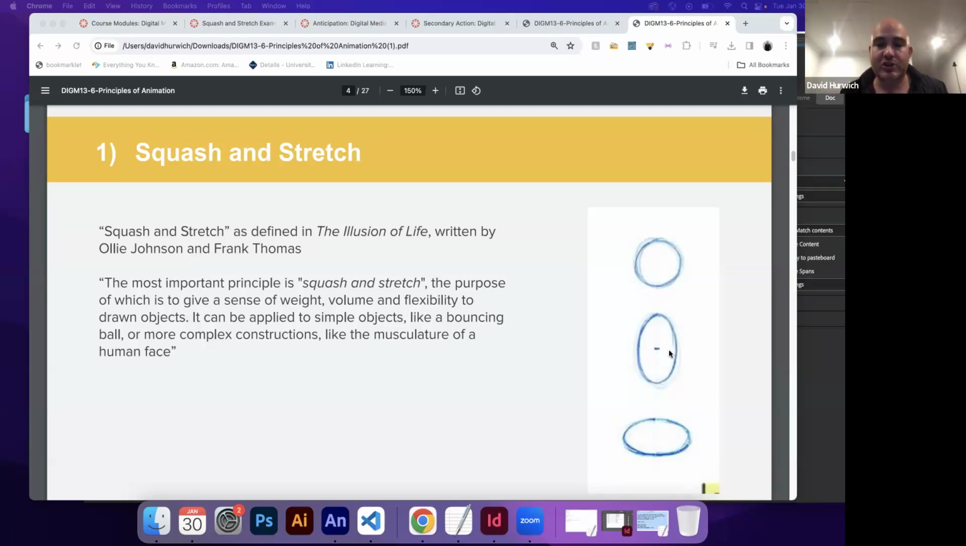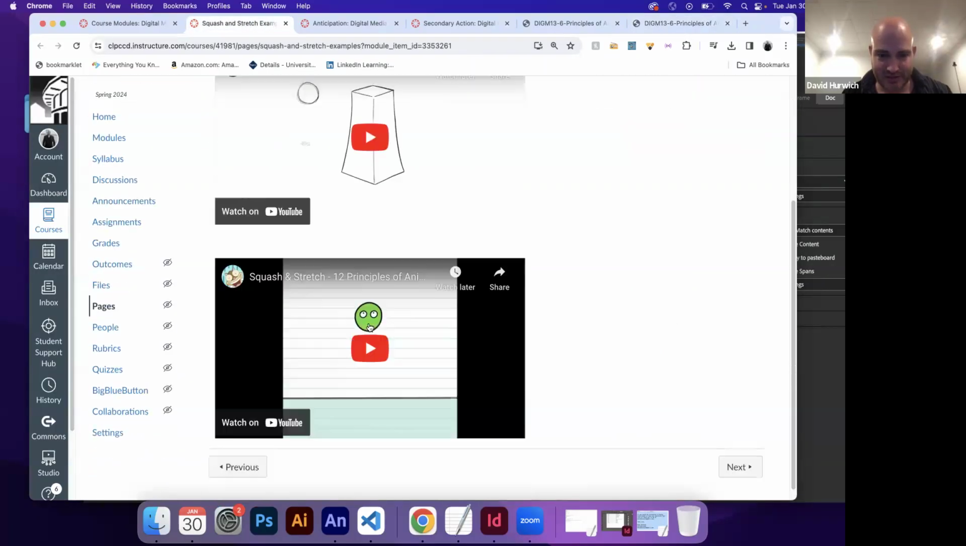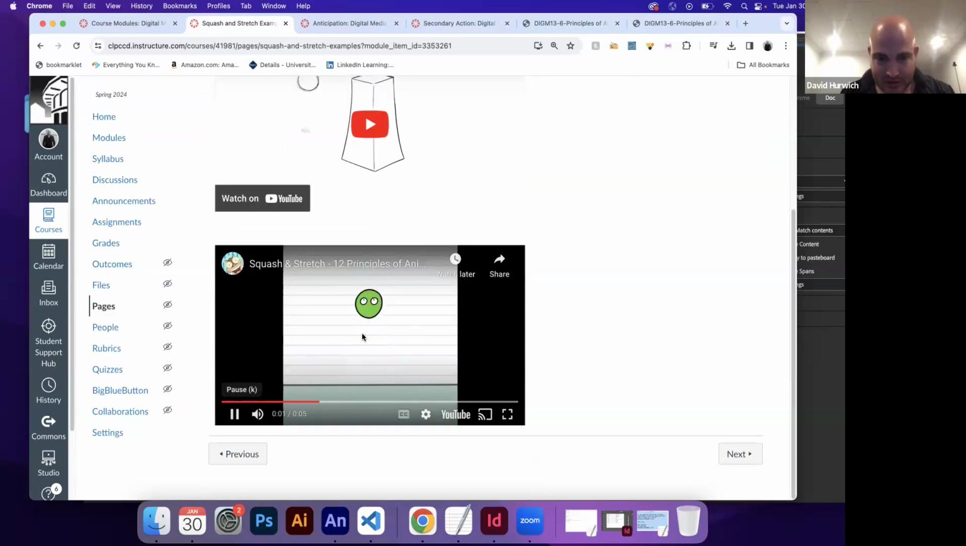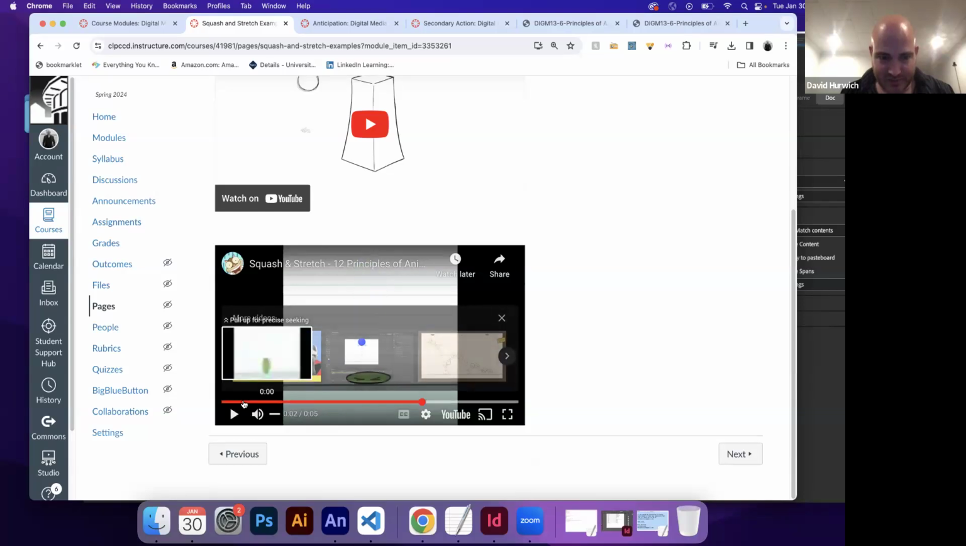To show this in animation, when something hits a surface or bounces off of something, it helps to have a little bit of a squash. Okay, so this ball falls, it stretches a little bit, and then when it hits a surface and responds to it, it squashes a little bit. All right, so let's see some examples of this. All right. So here's some very basic.